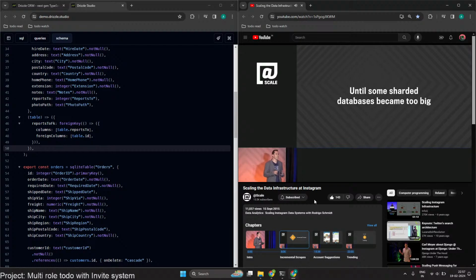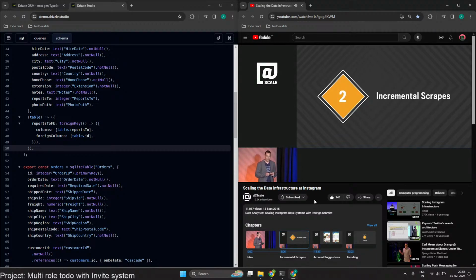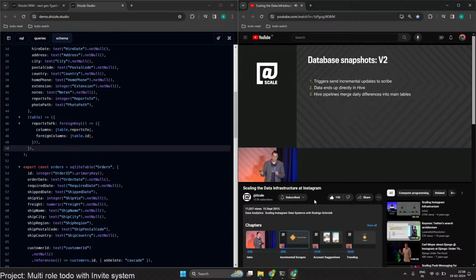It was just too big, and we had to have too many dedicated databases to snapshot those, and that became a little bit of a problem. That's when we switched to something completely new. So we looked into doing real incremental scrapes, which looks something like this.